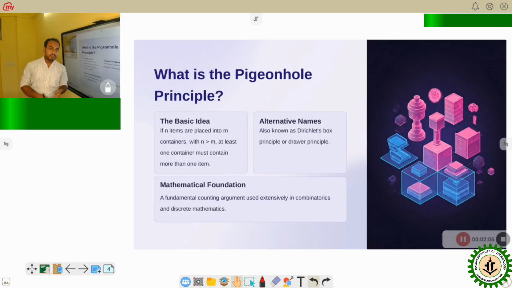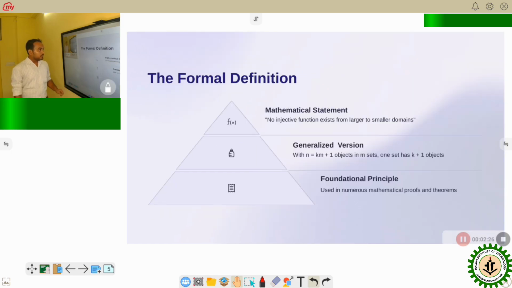This pigeonhole principle is also known as the Dirichlet box principle or drawer principle. The mathematical foundation of this definition comes from 1624, and it was formalized by Dirichlet in 1834 to give the mathematical aspect of this pigeonhole principle. The mathematical definition says that no injective function exists from a larger to a smaller domain.